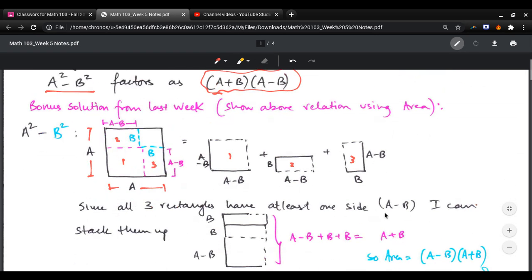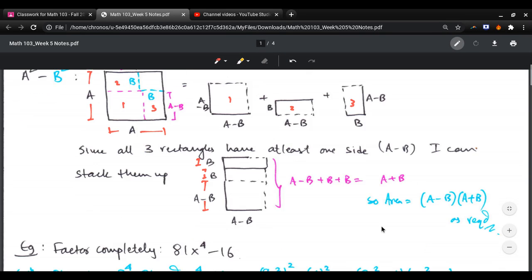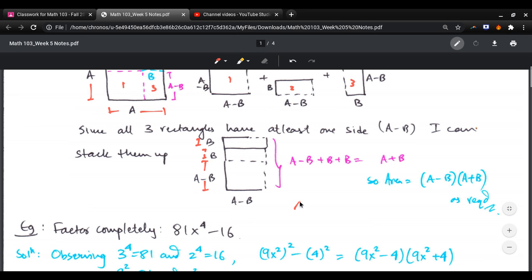Now all three rectangles have at least one side a minus b. You can stack them up. And when I stack them up, what's this bigger length? That's a minus b plus b plus b, which is a plus b. And the bottom is a minus b. So the area of this rectangle is a minus b times a plus b. So essentially giving you the same result that we have seen, that a squared minus b squared is a minus b times a plus b.